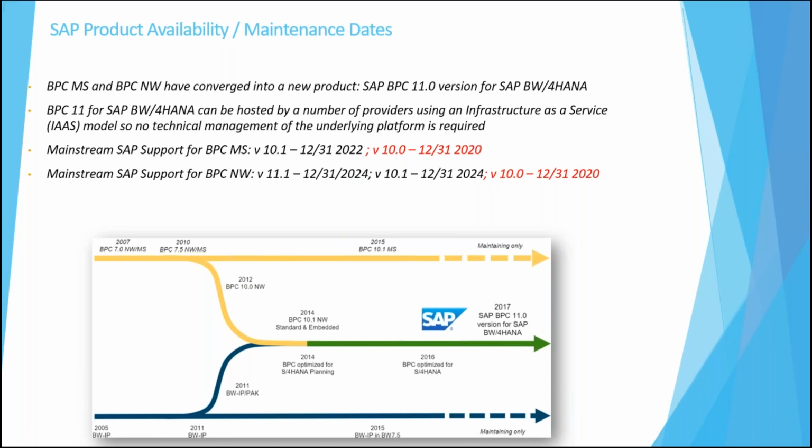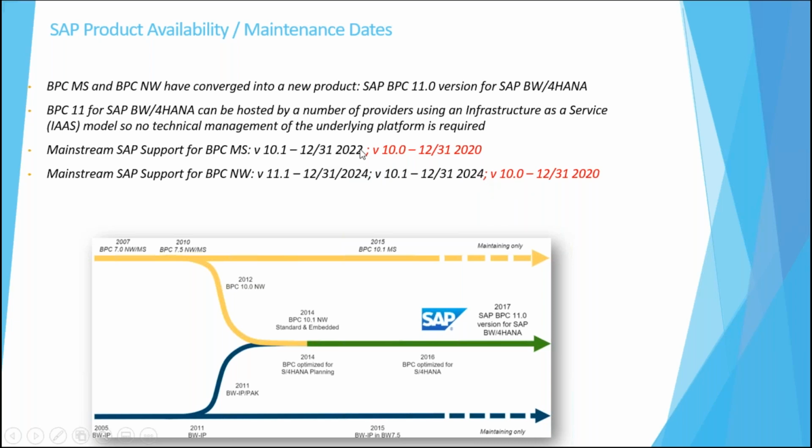So if you're on version 10, something you should probably be planning for now, or maybe have already started planning for, so that you have continued support. If you're on the Microsoft platform, you can continue on the Microsoft platform with a small hop upgrade. This isn't a big, costly upgrade to version 10.1, and that buys you essentially a couple of years, right? If you're happy with your existing deployment. If you're on NetWeaver, you upgrade to 10.1, and that gives you all the way through 2024.